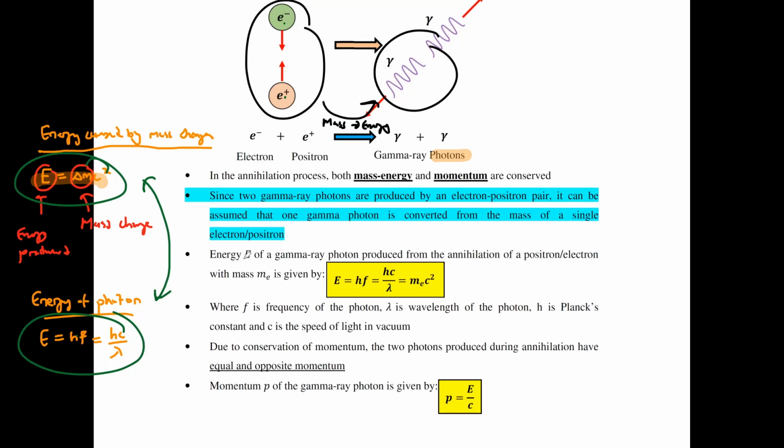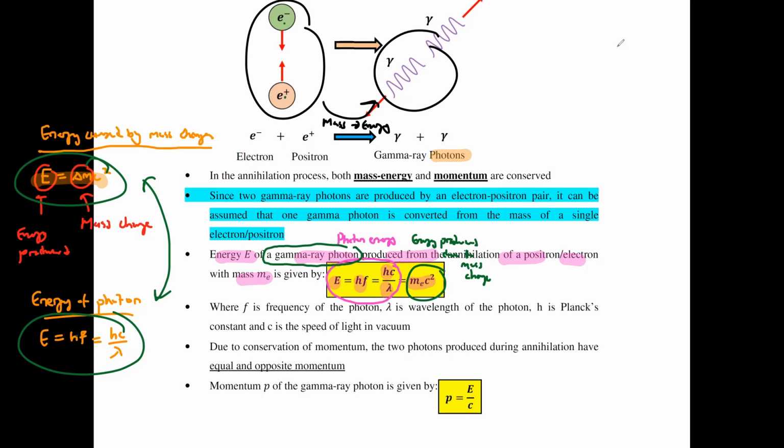The energy E of a gamma ray photon produced from the annihilation of a positron and an electron with mass m_e is going to be given by E equals hf equals hc over lambda equals m c squared equals m_e c squared. This portion here comes from the photon energy equation, whereas this portion here comes from the energy produced due to mass change. Okay, this is the energy of one gamma ray photon. Just be careful about whether they're talking about a single gamma ray photon or two gamma ray photons, because there's a difference later on when you do your calculations.